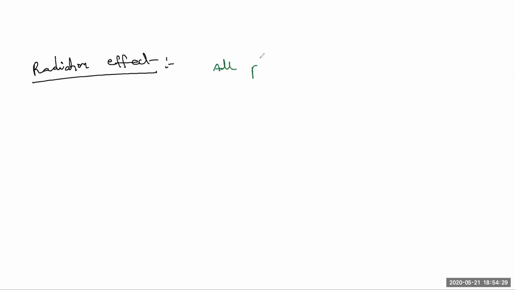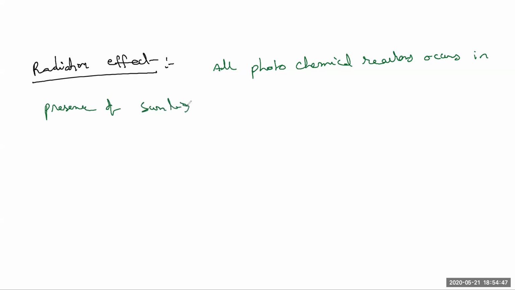All photochemical reactions occur in presence of sunlight. So here sunlight acts as a catalyst. So for example, many examples are there.